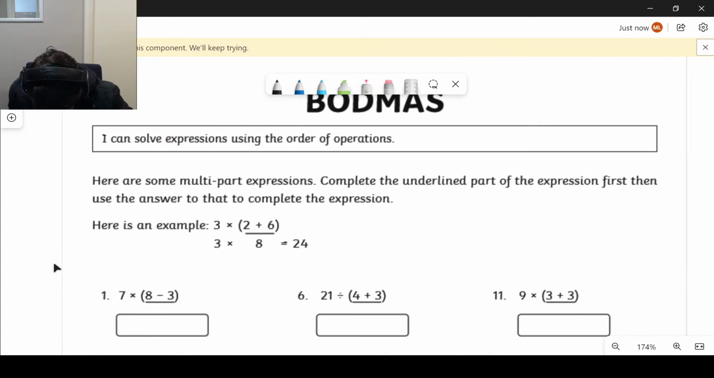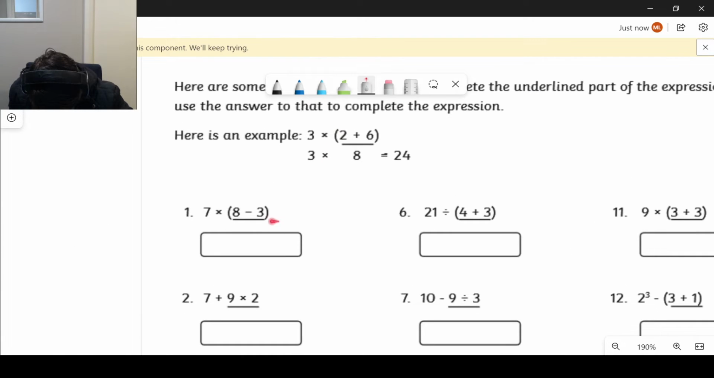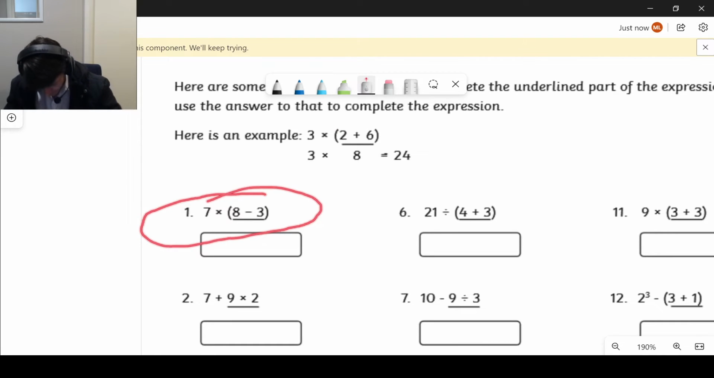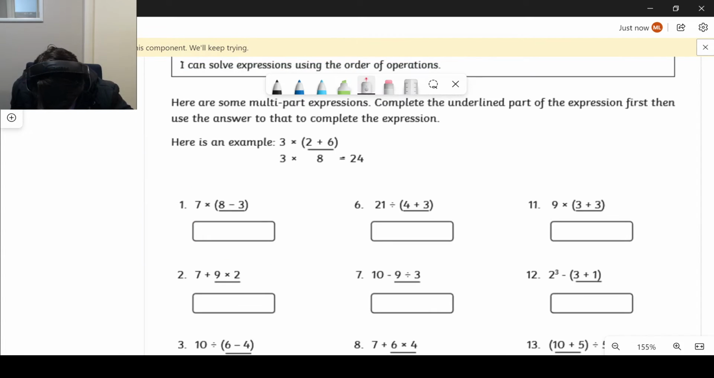So in this one, it's got some brackets first, so we'd probably do the brackets. So we'd get 8 take away 3, which would be 5. So then it's 7 times 5, and then your answer would go in here. So these ones are pretty simple.